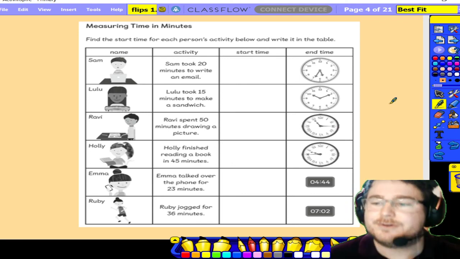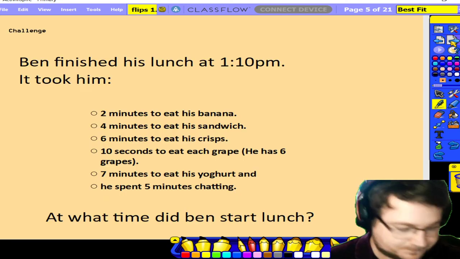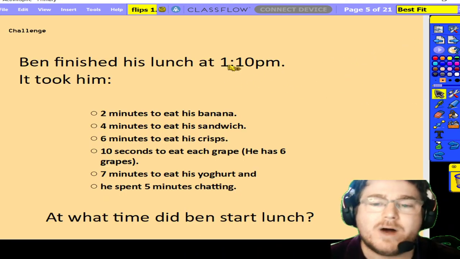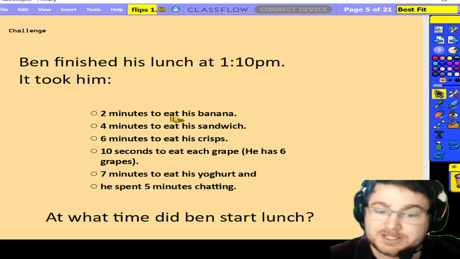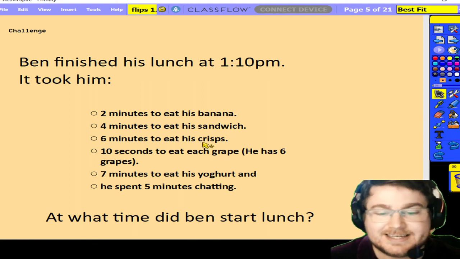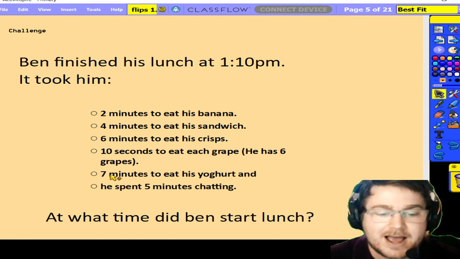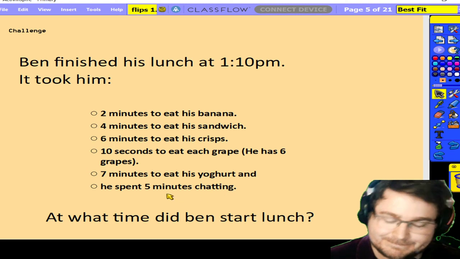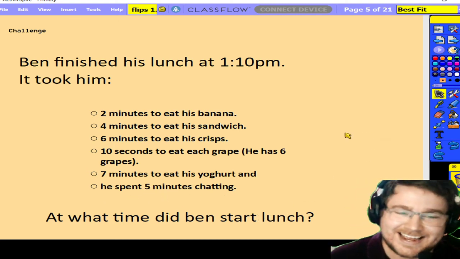Once you've done that and you're seeking another challenge, I have one more challenge for you. Ben. Ben finished his lunch at 1:10 p.m. It took him 2 minutes to eat his banana, 4 minutes to eat his sandwich, 6 minutes to eat his crisps, 10 seconds to eat each grape, and he had 6 grapes. 7 minutes to eat his yogurt, and he spent 5 minutes chatting. Oh, Ben, that is a waste of time. At what time did Ben start his lunch?